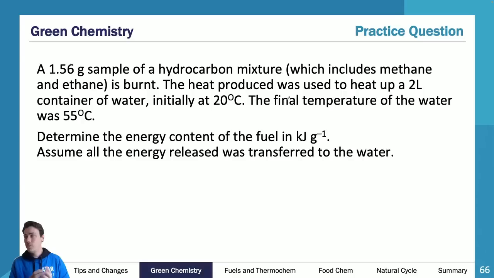We have a 1.56 gram sample of a hydrocarbon mixture, which includes methane and ethane, that is burnt. The heat produced was used to heat up 2 liters of water, initially at 20 degrees. The final temperature of the water is 55 degrees Celsius. Determine the energy content of the fuel in kilojoules per gram. Assume all the energy released was transferred to the water. So have a go at this question here. It's a little bit more advanced than what you're probably used to from year 11, but I want you to have a go at it, and we'll go through the answers. Maybe take 3 or 4 minutes to have a go.